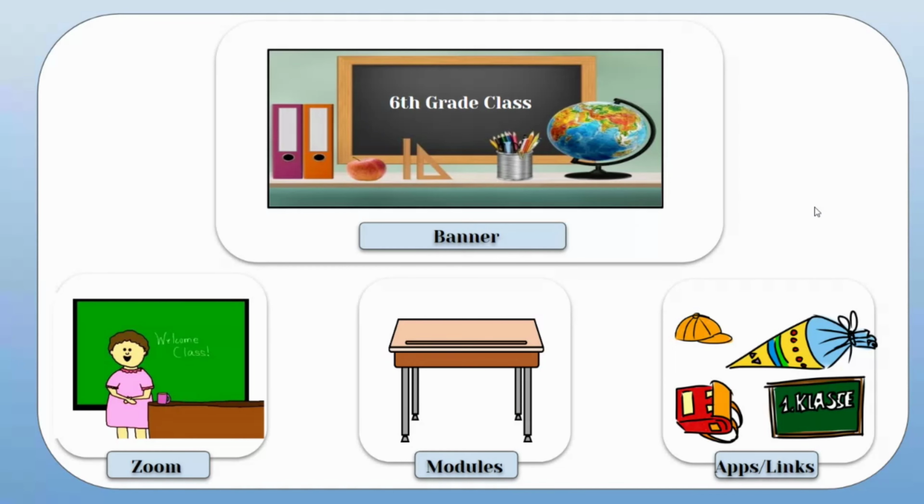Now in the Canvas course homepage, the vocabulary is a little different. Instead of having a Promethean board, you're going to have a banner instead. Instead of being there in person, you're going to have a link to your Zoom account. Instead of having desks for your students, they're going to have modules that they access and turn assignments into. Instead of having manipulatives and anchor charts, you're going to link students to apps and other links.